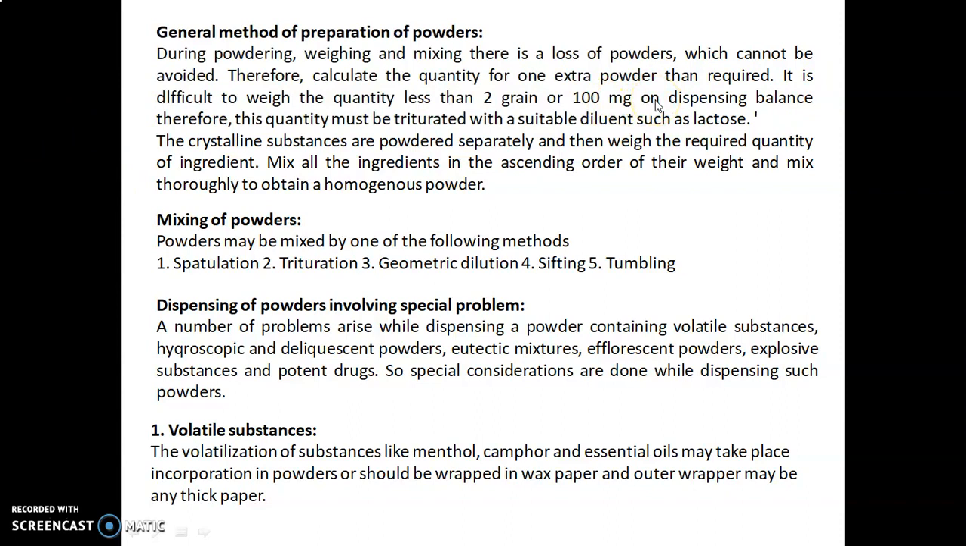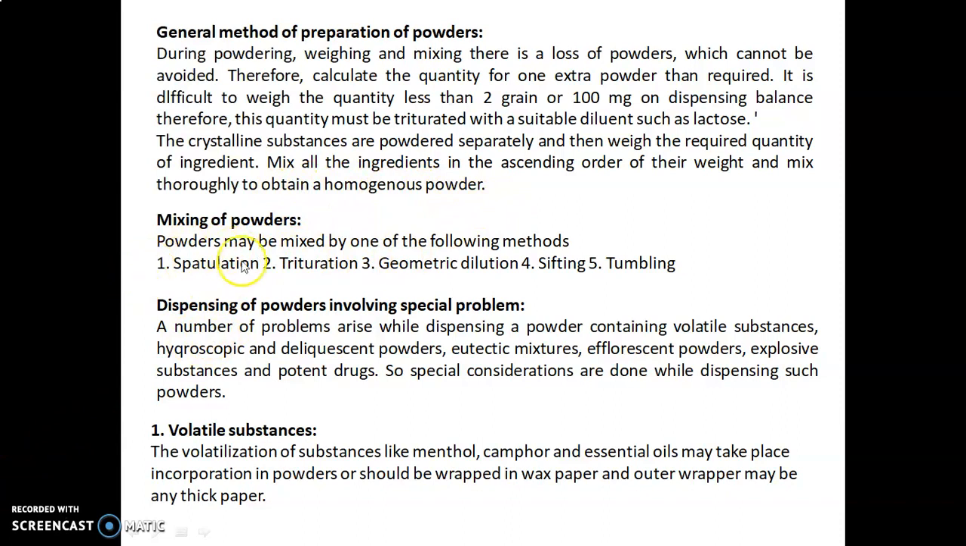As we know, 1 grain is equal to 60 milligram. On a dispensing balance, therefore, this quantity must be triturated with a suitable diluent such as lactose. The crystalline substances are powdered separately and then the required quantity of each ingredient is weighed. Mix all the ingredients in the ascending order of their weight and mix thoroughly to obtain a homogeneous powder.